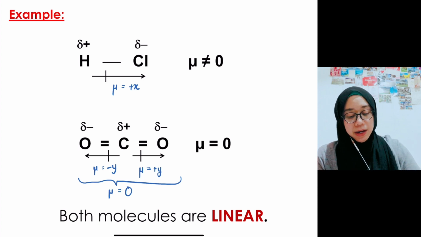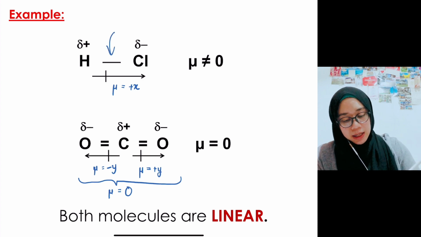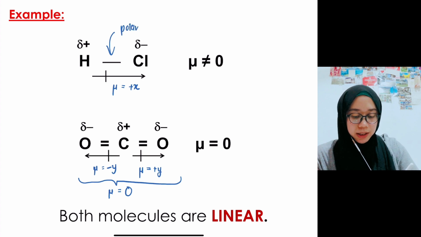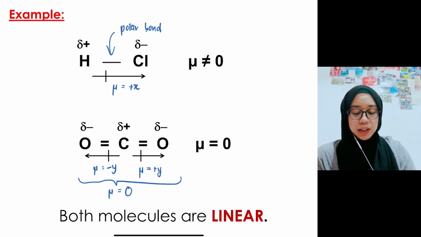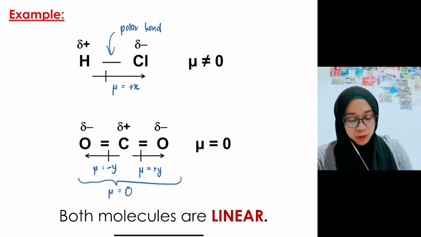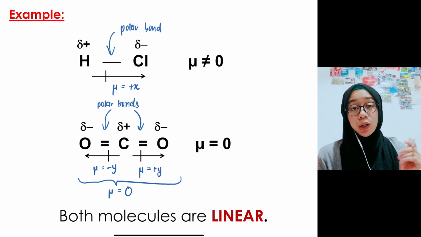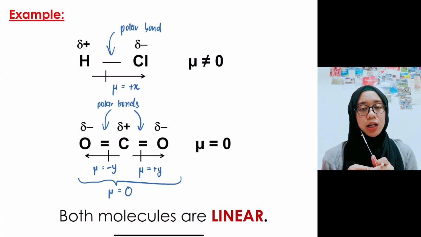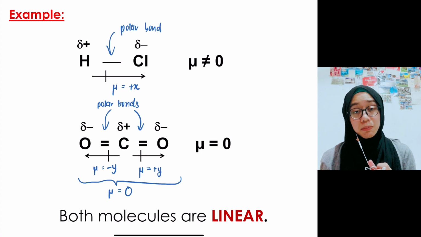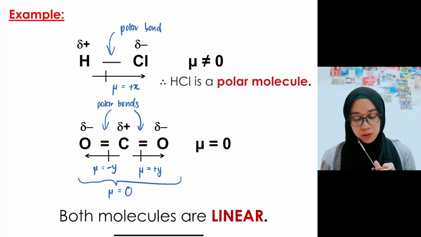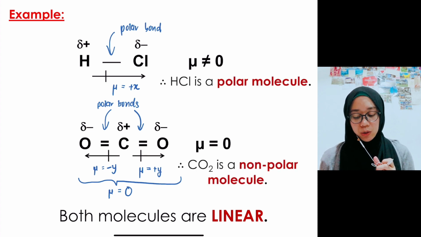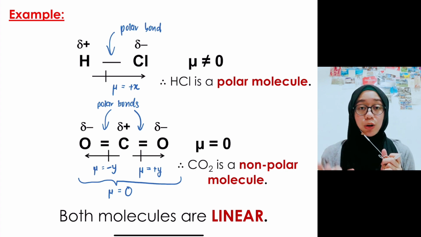Okay, despite HCl ni, ini polar bond. So ini adalah polar bond and then it shows that the HCl adalah a polar molecule. Tapi kalau kita tengok pula CO2, antara C dengan O, C dengan O sebelah kanan ni, dua-dua adalah polar bonds. Tapi at the end of the day, as a molecule, adakah dia a polar molecule? Tak, it is a non-polar molecule. Okay, so HCl is a polar molecule, CO2 is a non-polar molecule. So kita nak tengok reasoning dia lah.